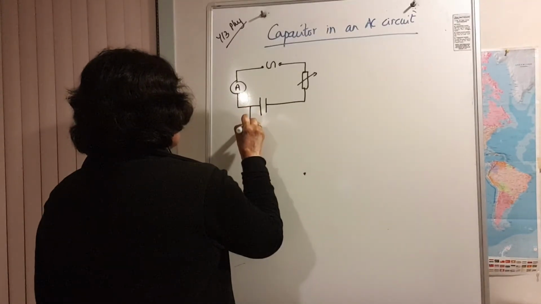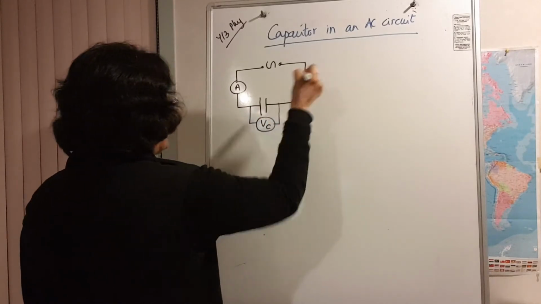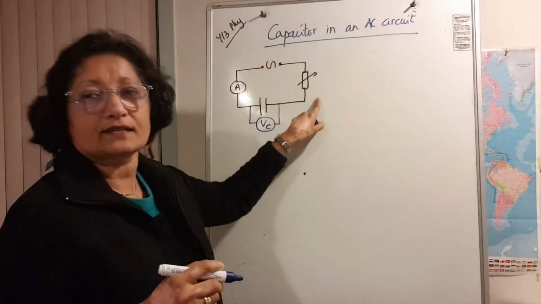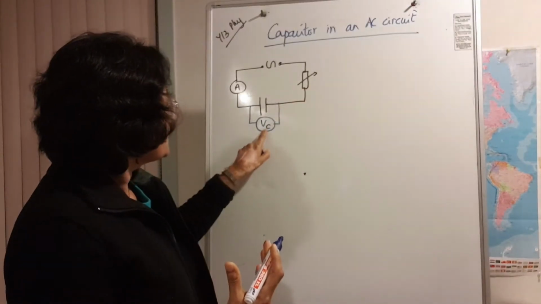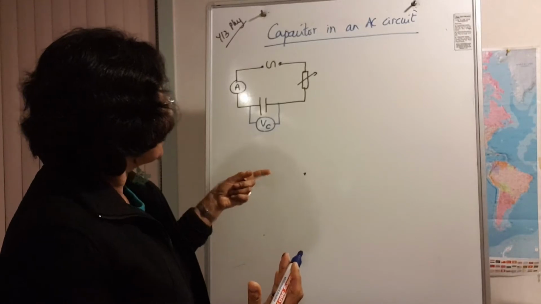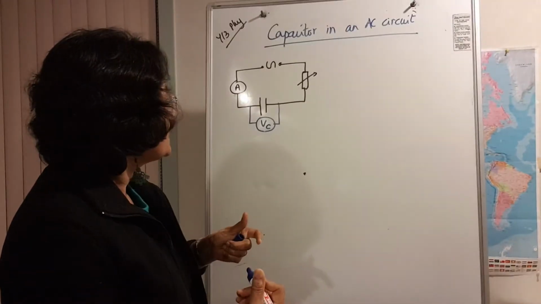want to measure the voltage across the capacitor plates for different currents. So the rheostat is there just to change the size of the current, and for different currents you're measuring the voltage across the capacitor plate, and the meter is there to measure the circuit current. It's just a series circuit.